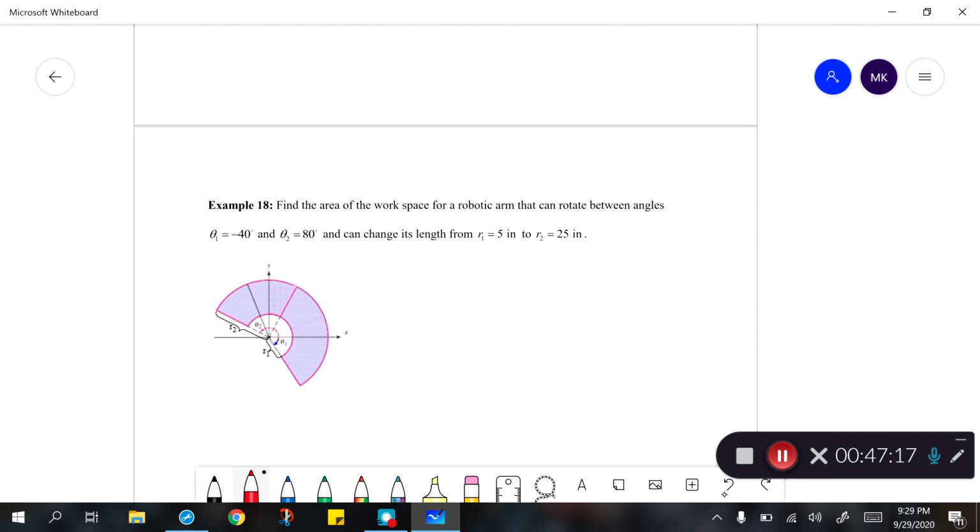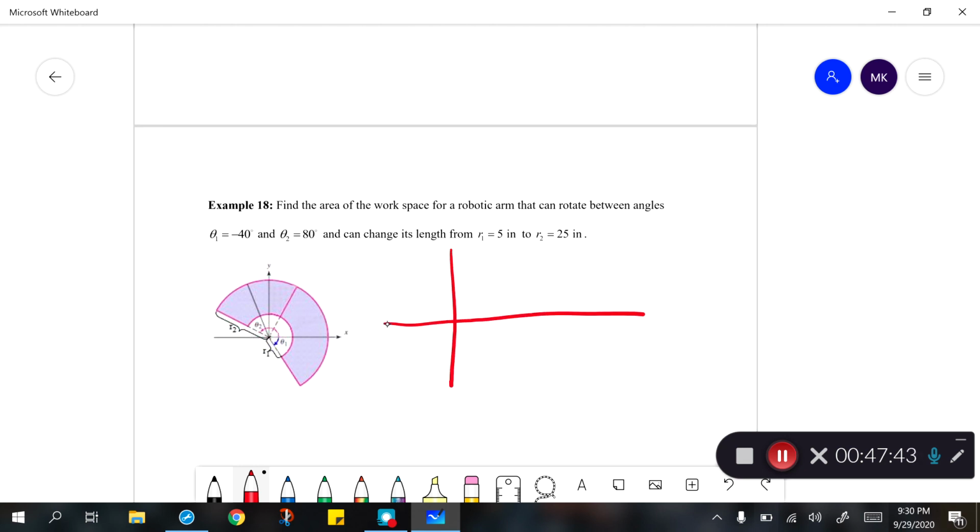That image is not the best because it does not accurately represent what we are doing. If our theta 1 angle is negative 40 degrees and theta 2 angle is 80 degrees, why is this spread out so far? My guess is this is a typo or a change of problem. So let's change our image to match our problem.